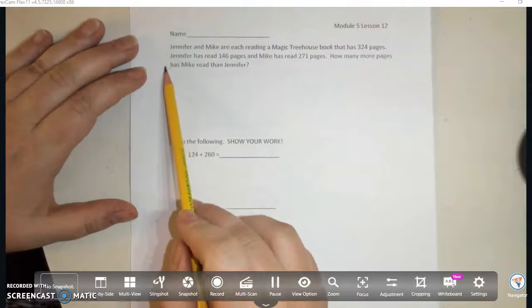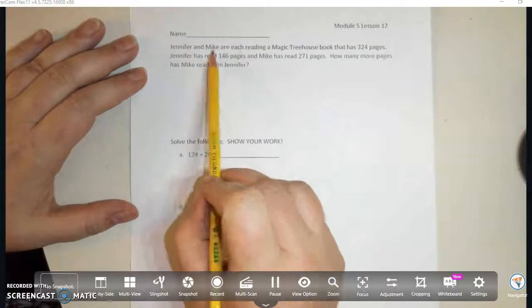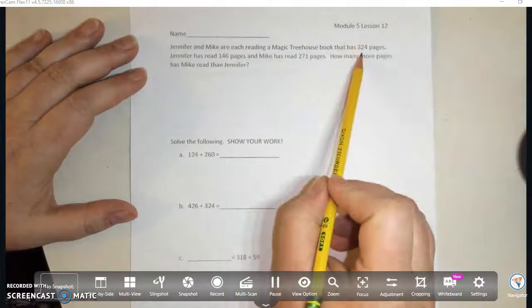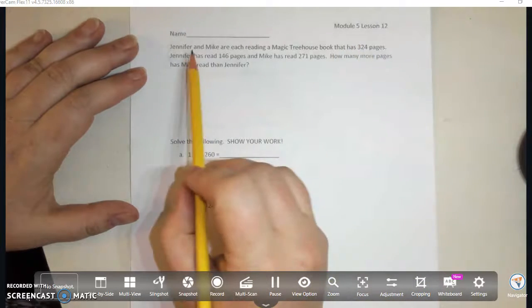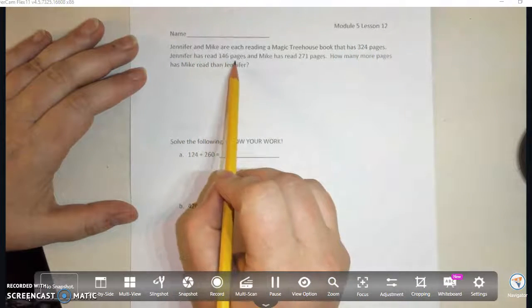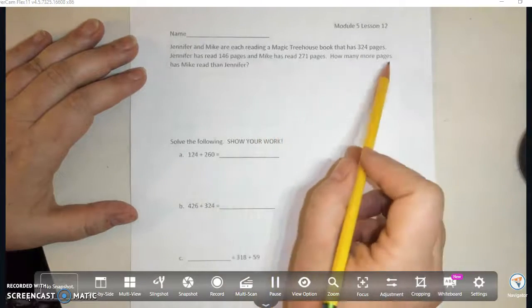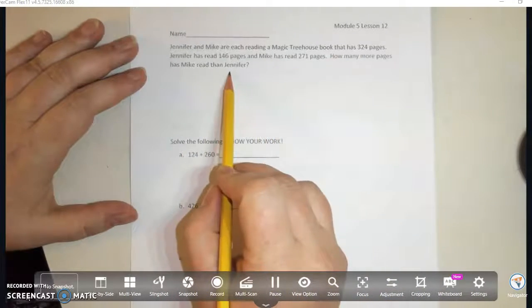This is a word problem. Jennifer and Mike are each reading a Magic Treehouse book that has 324 pages. Jennifer has read 146 pages, and Mike has read 271 pages. How many more pages has Mike read than Jennifer?